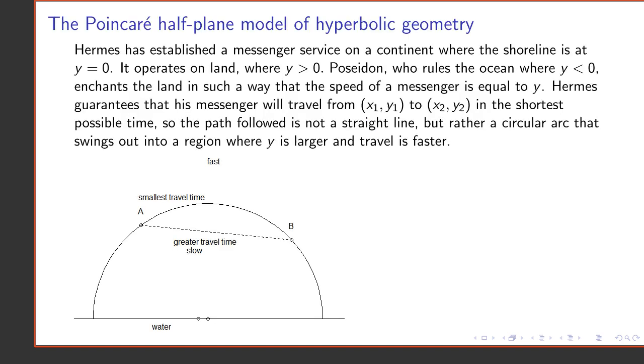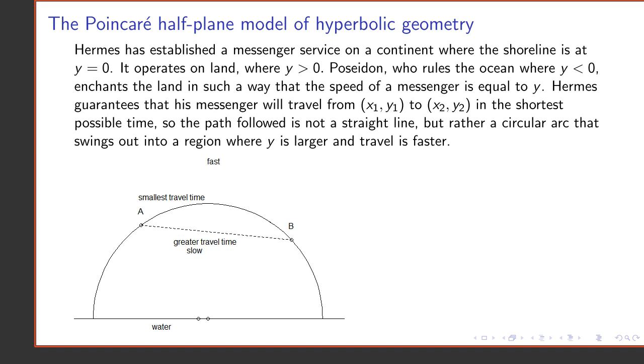So here's the setup. Hermes, messenger of the gods, has established a messenger service on a continent, and the shoreline is at y=0. Water here, land up here. Poseidon doesn't like this. He rules the ocean, as you know, where y is less than 0, but he can enchant the land, and he does it in such a way that the speed of a Hermes messenger is equal to y, the distance from the shoreline.